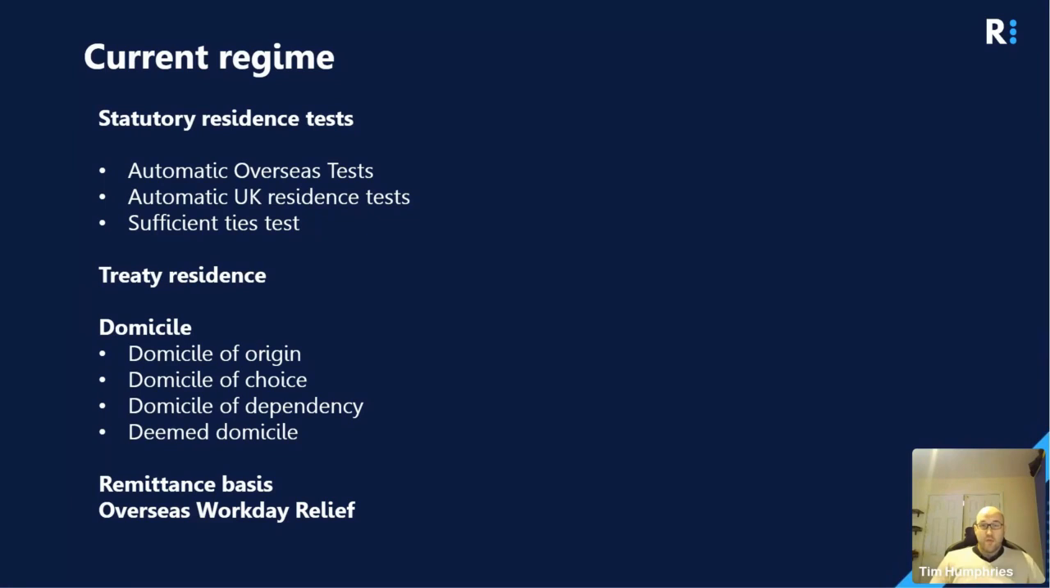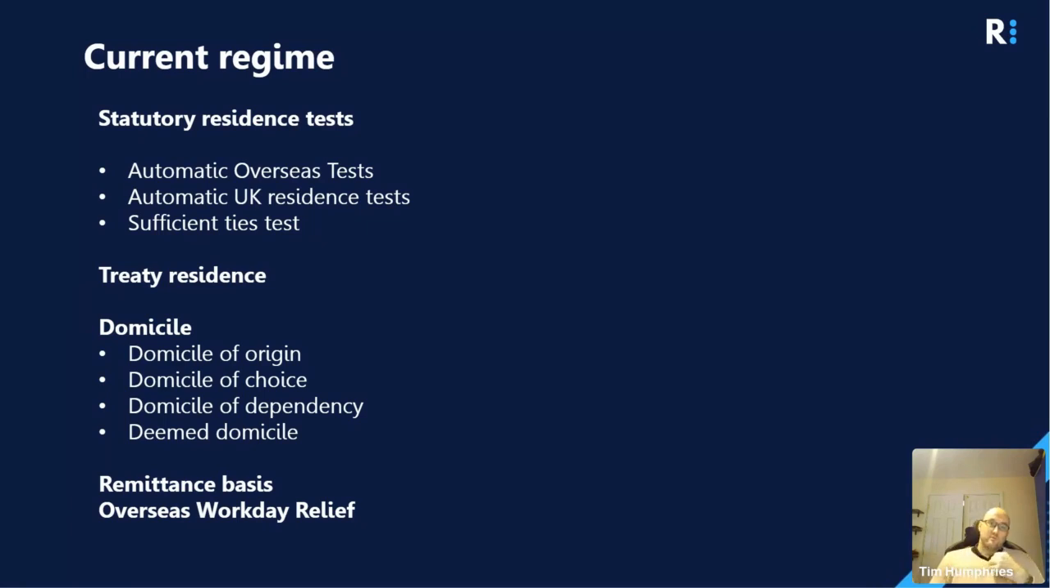So it is possible to have a domicile of choice. A domicile of choice is essentially a choice to live somewhere indefinitely for the rest of your life, effectively. That's the easiest way to think about it. But it's got to be a particular jurisdiction. It's not enough to say, I'm not going to live in the UK for the rest of my life. You have to choose a particular jurisdiction and say, I'm going to live in that jurisdiction.